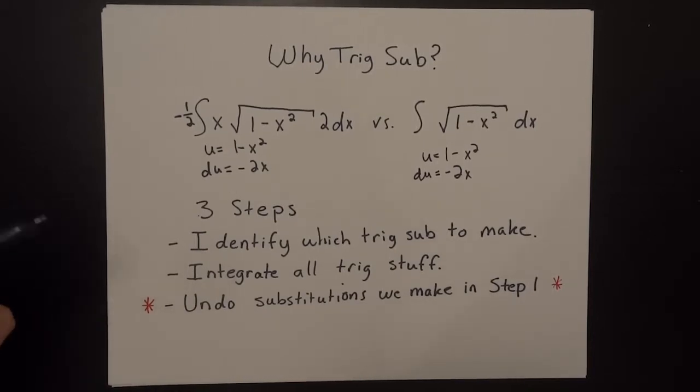So there's really three main steps to doing these things. First off, you're going to identify which trig sub to make. You're going to integrate all the trig stuff. And then the one that people forget really often, so you got to remember it, is undoing the trig substitutions we make in step 1. And we're going to do that with a type of triangle method.